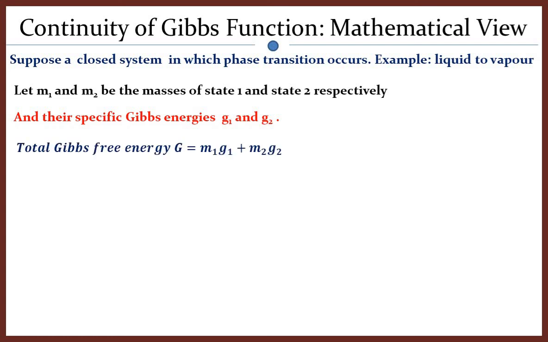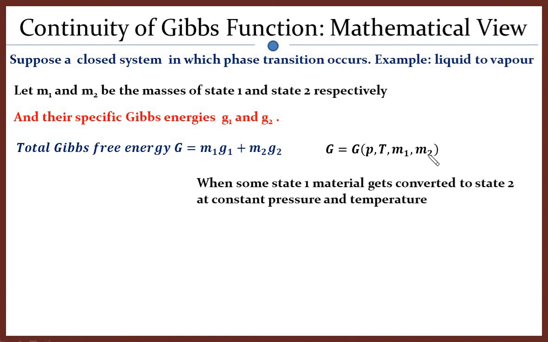Specific Gibbs energy means Gibbs energy per unit mass. Therefore, total Gibbs energy for the system we can write like this: G equals m1 g1 plus m2 g2. We know this g1 and g2 are functions of temperature and pressure, but this capital G, the total Gibbs free energy of the system, will depend upon pressure, temperature as well as the masses of the respective phases. Right, if m1 changes, then this capital G will automatically change. So this capital G is a function of pressure, temperature, m1 and m2.